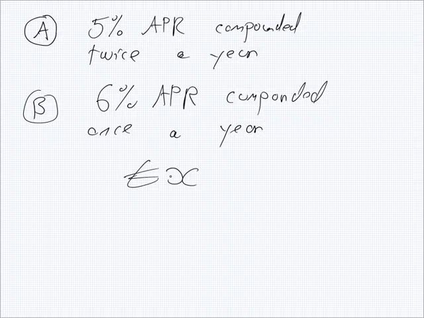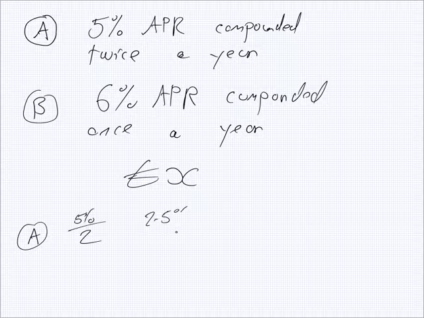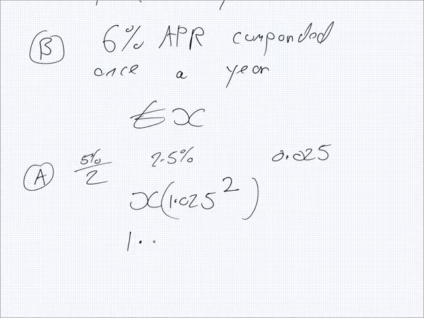Okay, let's have a look here. So in Bank A, they pay you 5% twice a year. So that means they pay you 2.5% twice a year, which means they'll pay you 0.025 twice a year. So that means they'll increase your balance by 1.025 twice a year. So this happens twice. The power squared, and you multiply this by x. What is this? 1.0506x.